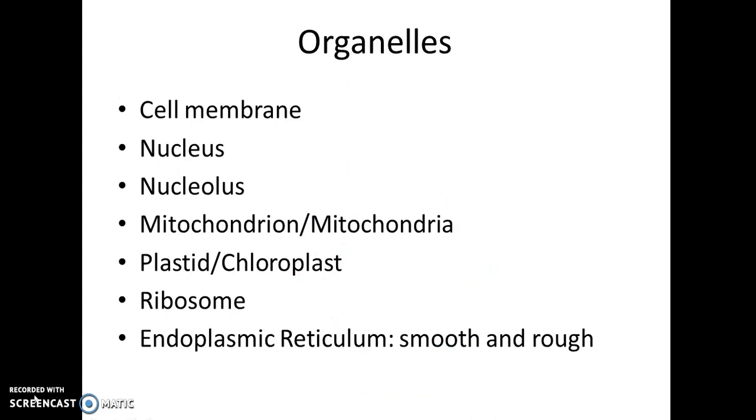Now, the organelles that we're going to study, you're going to make a list, please. Cell membrane, nucleus, nucleolus, mitochondrion, which is singular for mitochondria, plastid, specifically chloroplasts. There are three types of plastids. We're going to focus on the chloroplast. The ribosome, the eukaryotic ribosome, thank you. Endoplasmic reticulum, both smooth endoplasmic reticulum and rough endoplasmic reticulum. There is a difference between the two.